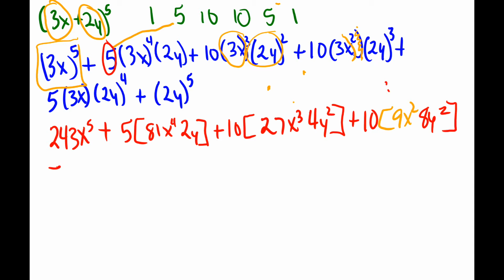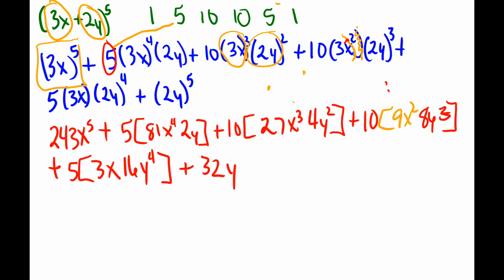Plus, so now I got 5 times 3x times (2y) to the fourth. 2 to the fourth is 16, so I got 3x times 16y to the fourth, plus, and (2y) to the fifth. 2 to the fifth is 32, so I got 32y to the fifth.